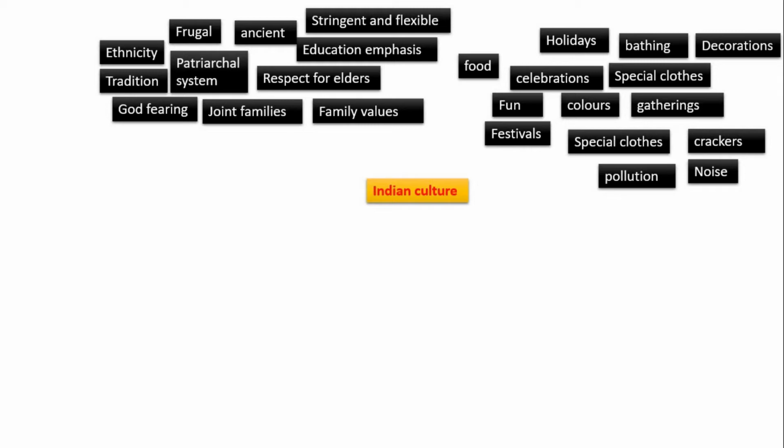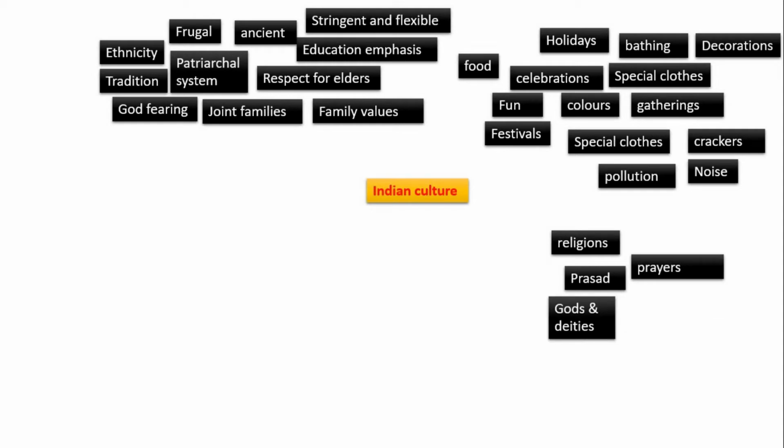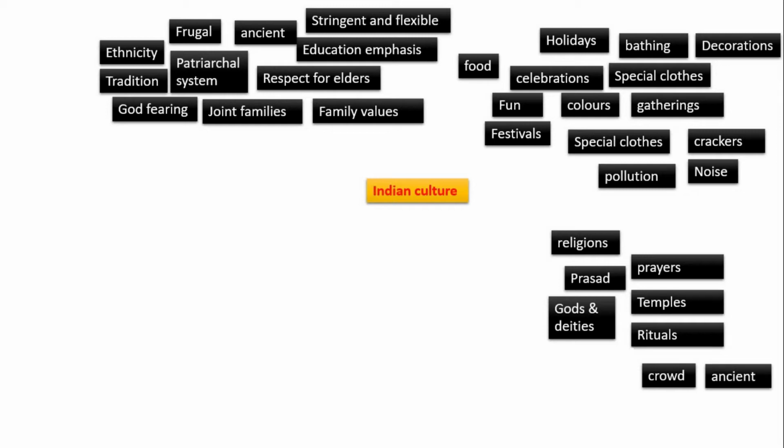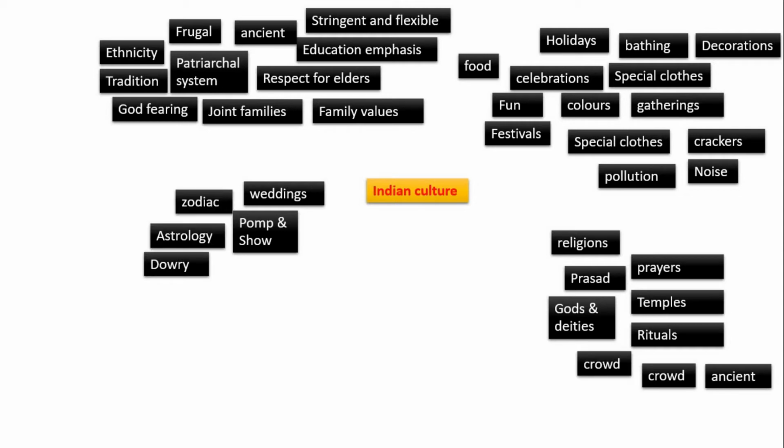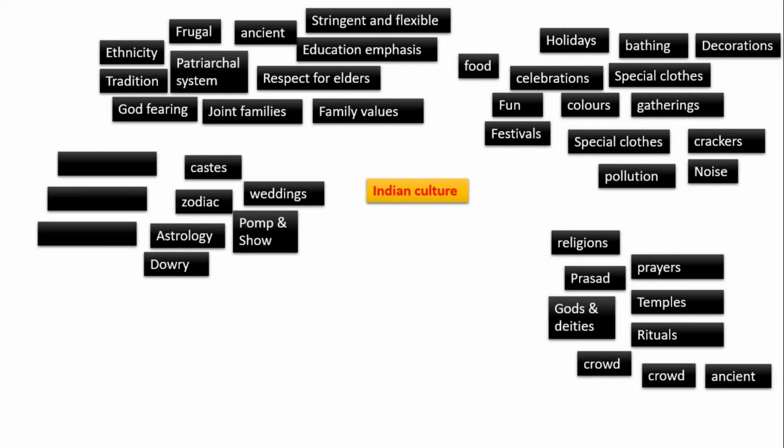Then if we look at religion, which is another part of Indian culture, we have prasad, then we have prayers, then we have god and deities, we have temples, we have different rituals, then we have crowd. This whole religion thing is very ancient. Then if we look at weddings, we get keywords like pomp and show, astrology, zodiac, rashis, caste system, and then all the words that are coming to your head, you start putting all of them together. Don't leave anything.